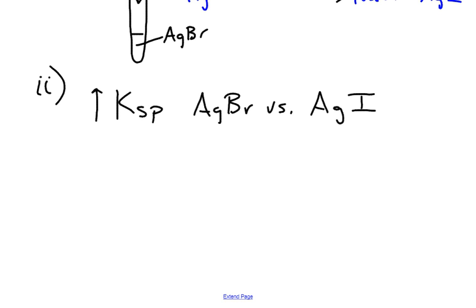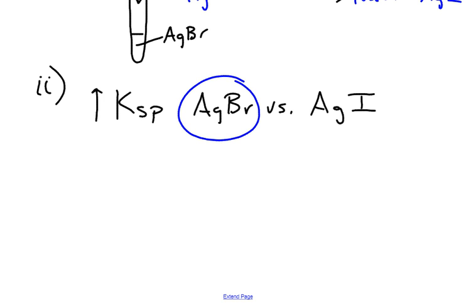AgBr? It was a solid. I poured NaI in, and what happened? The AgBr dissolved, and the AgI stayed as a solid. It turned into the solid. So AgI is much less soluble than AgBr. So this would have the greater Ksp. I'm going to read exactly what it says. It says AgBr has a greater value Ksp.